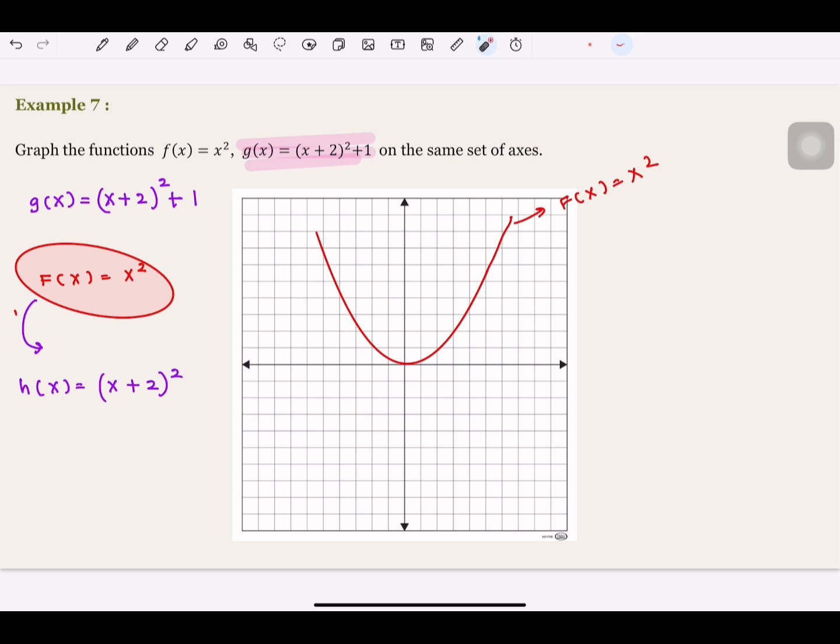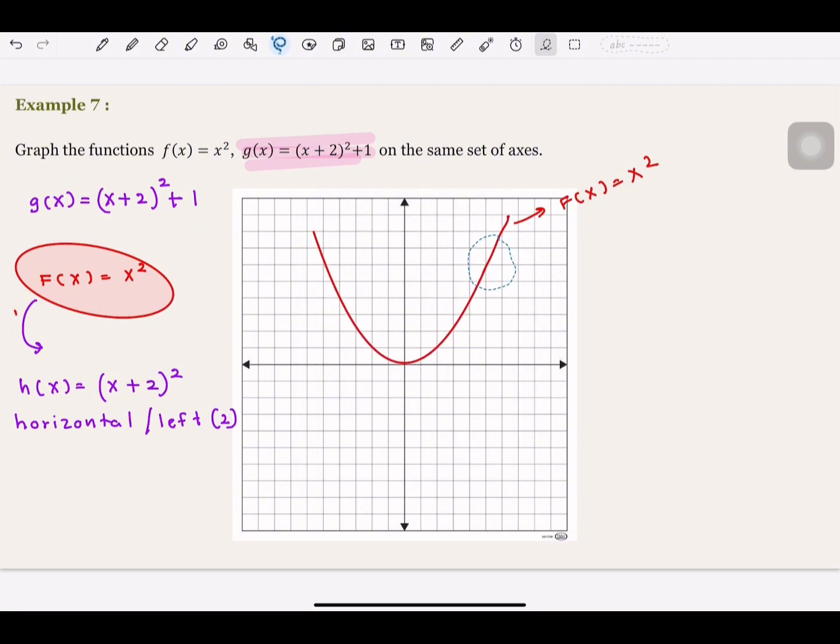So this is going to be a horizontal shift. And remember, since this is plus 2, it's going to be a left shift by 2 units. So what I'm going to do is take my graph over here to get my h of x. To do that, I have to move this graph to the left by 2 units. Okay, let me do that. I'm going to take this and move it to the left by 2 units.